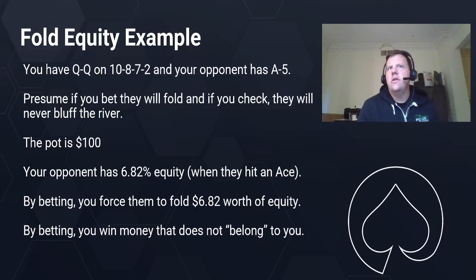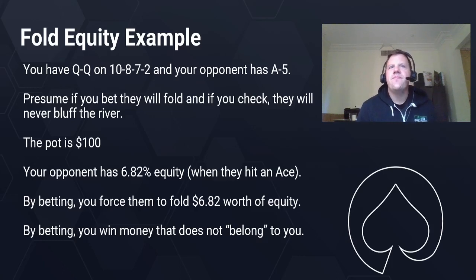The pot's $100, so we can have some easy math. Ace 5, if you run it in an equity calculator, has a 6.82% equity or chance to win the pot. They only have 3 outs to the ace. So their hand is worth $6.82. You just take the 6.82% equity they have times the $100 in the pot. So if we just run out the cards with no betting, they get back $6.82.